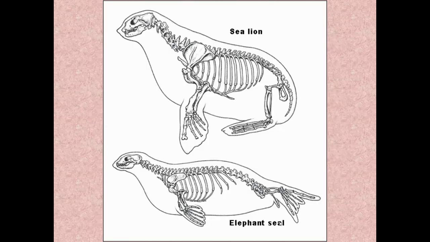Here's just an example of a little tweak between a sea lion and an elephant seal, right? Both very similar, but two different species.